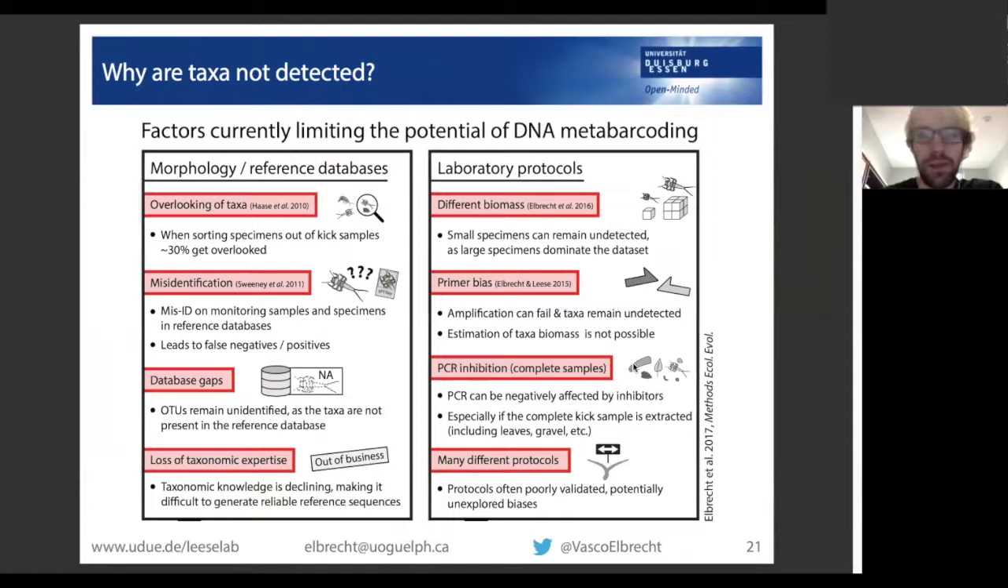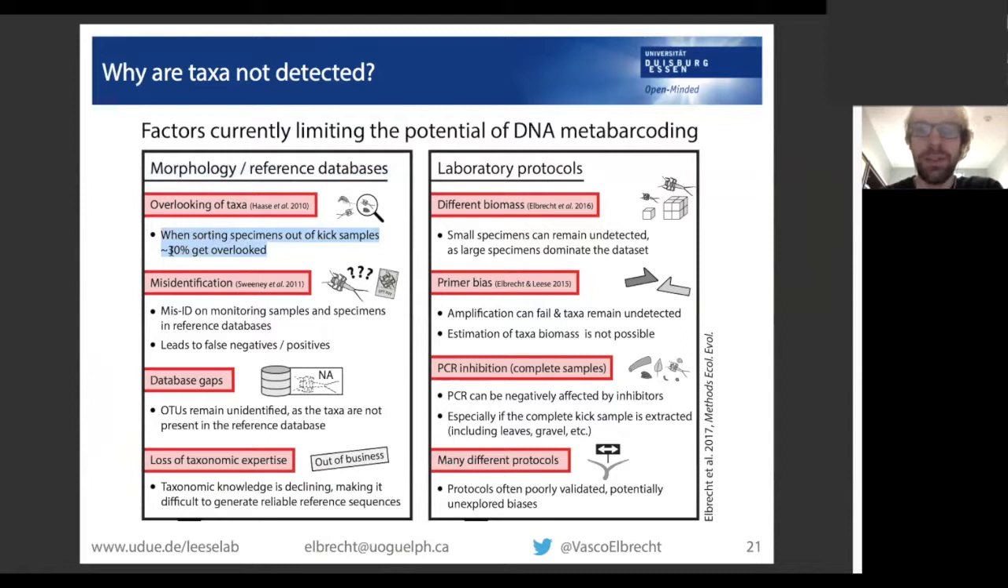And those are the factors currently limiting DNA metabarcoding. To quickly recap some of the things I already talked about, we have the morphology side of things, the reference database, and also the laboratory protocols. We have the issue that we can overlook taxa if we sort our samples. If we sort the kick samples, some small taxa can get overlooked. And this also affects DNA metabarcoding because we still include this sorting step.